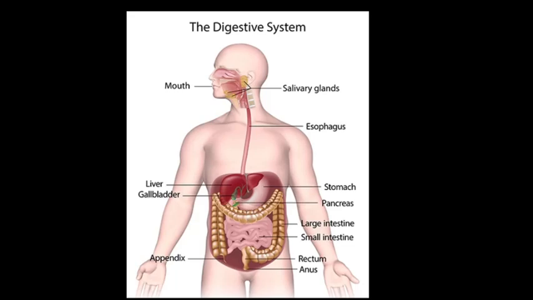So this is the entire digestive system, from mouth to salivary gland to esophagus to stomach, where again there will be juices, and the slurry is formed. Then it goes into the small intestine, where liver and pancreas will secrete their juices. From the small intestine, the waste goes into the large intestine and then out of the body.